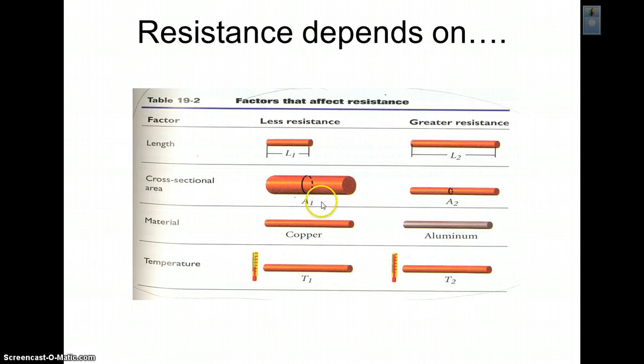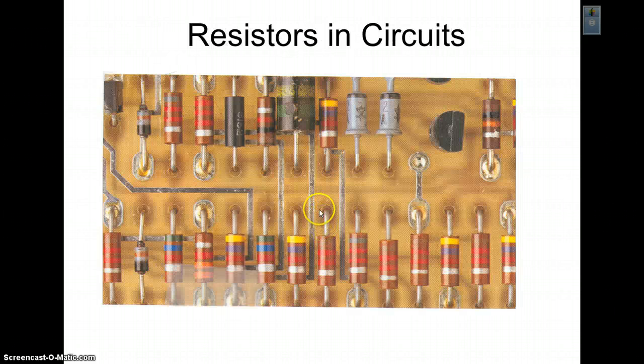Okay, some examples of what would cause less resistance and greater resistance. Here are some examples that you'll be doing in the electronics kit. These are the little tiny resistors that we'll be using.